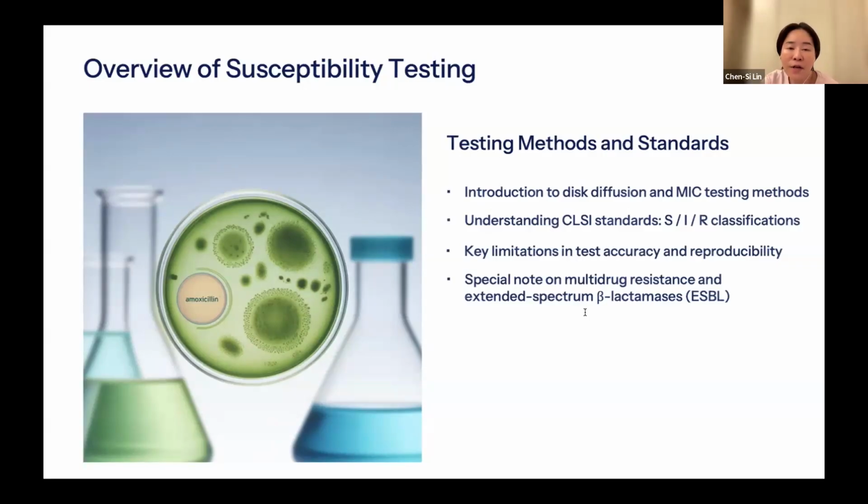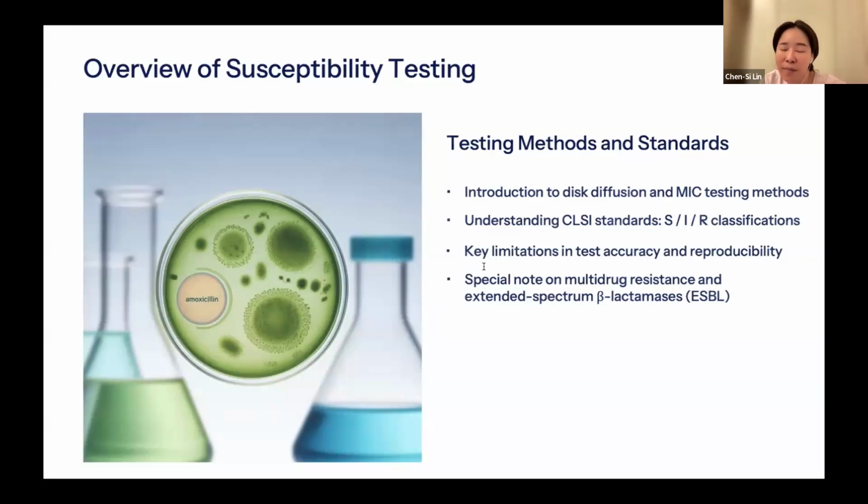And to interpret the results, we rely on CLSI standards. CLSI means the Clinical and Laboratory Standards Institute. They classify results as S for susceptible, I for intermediate, and R for resistant. So understanding these categories is essential, so you can read the report and know what S, I, or R means.